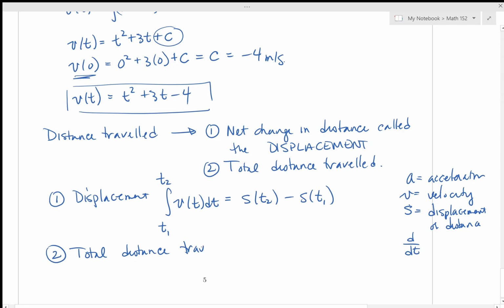Total distance traveled is the integral from t1 to t2 of the absolute value of the velocity dt. So this is basically making the statement that, okay, we're going back and forth, but if I take the absolute value and imagine I'm always traveling in one direction, then I will get the total distance that I travel.